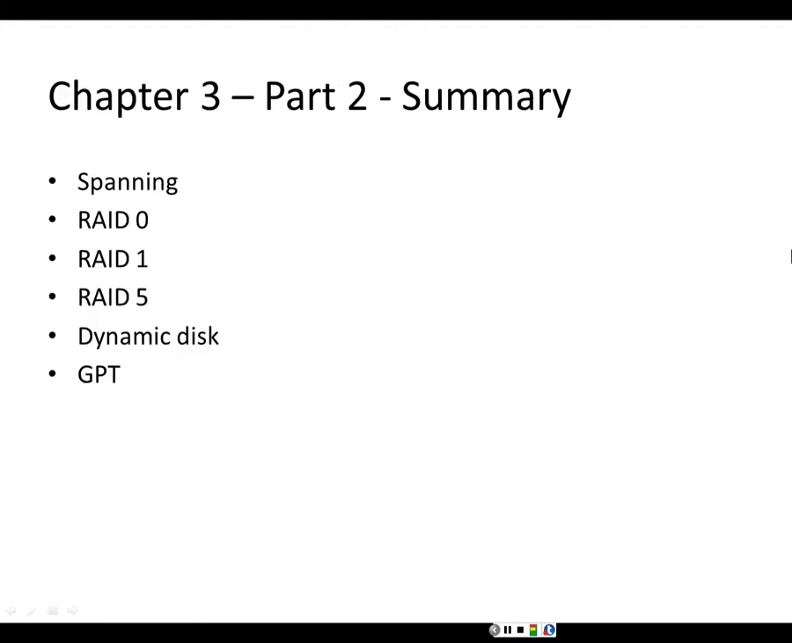Part 2, Summary. In this section, we discussed spanning, RAID level 0, RAID level 1, RAID level 5, dynamic disk, and GPT. And this concludes Part 2 of Chapter 3.